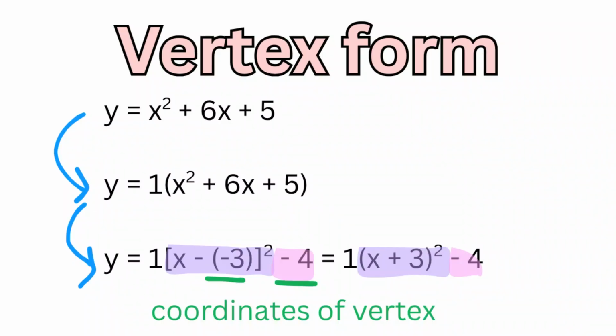That's our vertex form. We can use that to find the vertex easily. So if you ever see this form of a quadratic, you just make the number inside the parentheses negative, and then just take the number outside the parentheses, and you have your vertex.